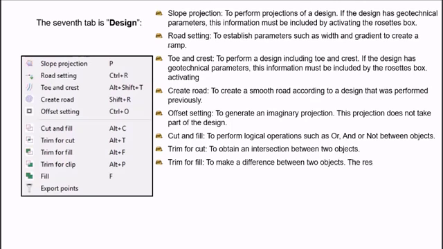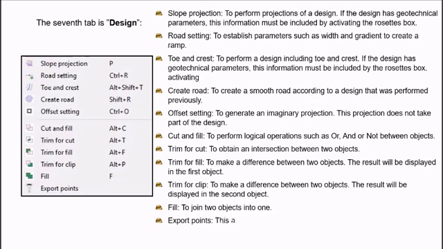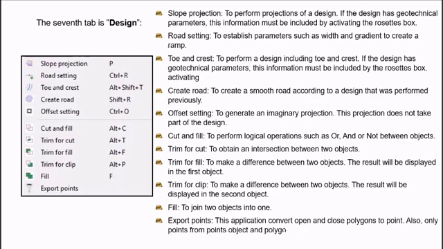The result will be displayed in the first object. Trim for clip. To make a difference between two objects. The result will be displayed in the second object. Fill. To join two objects into one. Export points. This application converts open and closed polygons to points. Also, only points from the points object and polygons object inside a limiting polygon will be copied to a new points object.